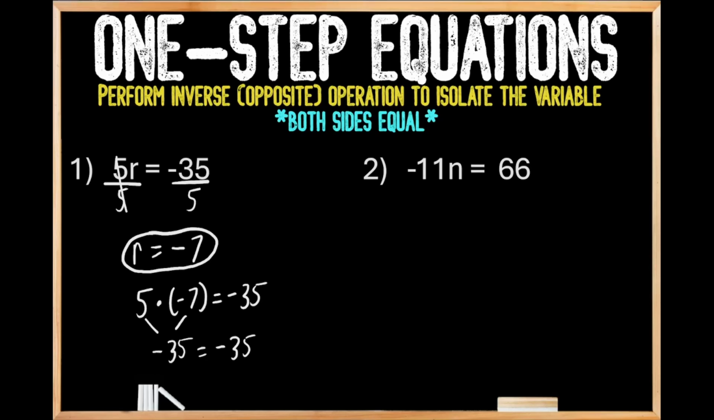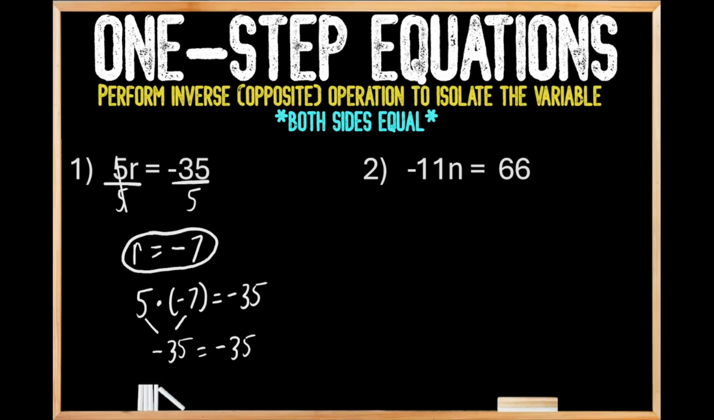Now moving on to question number 2, where this time we're being asked to solve for the value of n in the problem negative 11n equals 66. So just like with our first problem, in order for us to isolate our variable of n, we need to perform the inverse operation of whatever's being done to our variable. And once again, we have a number that's directly beside our variable, so we're going to be multiplying.